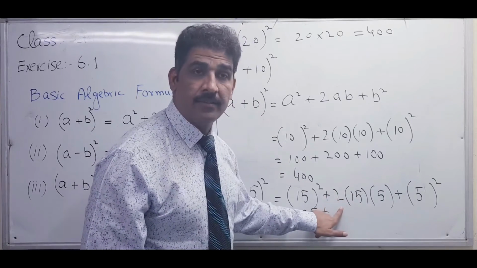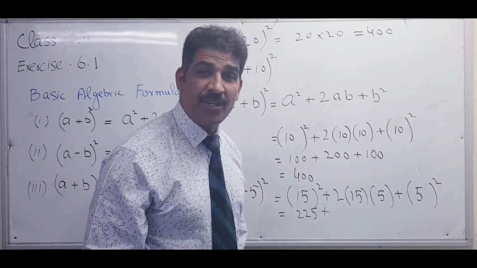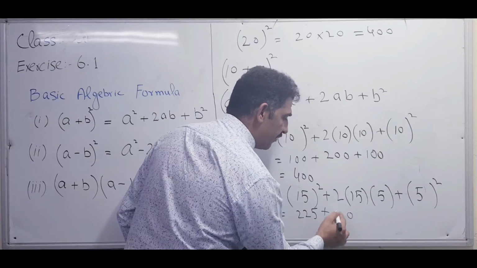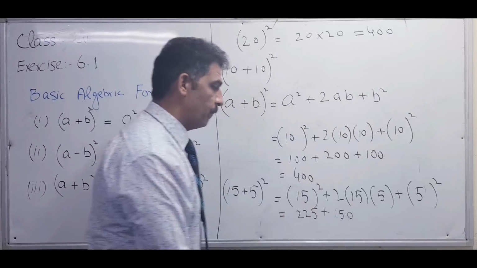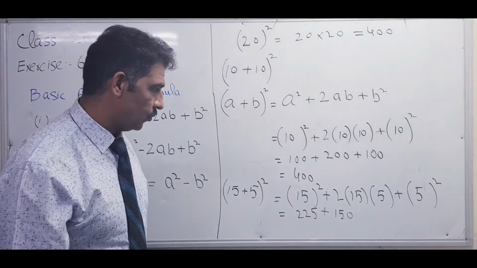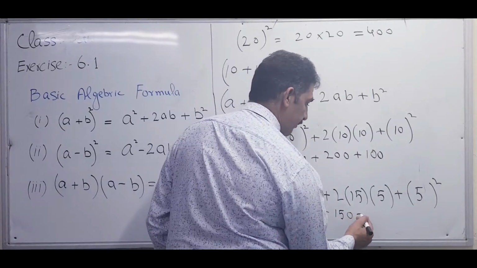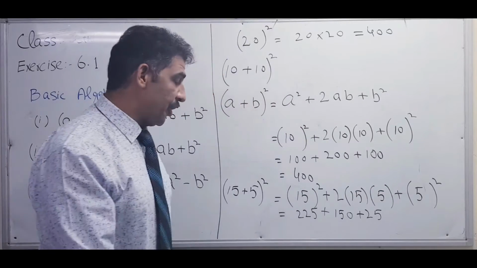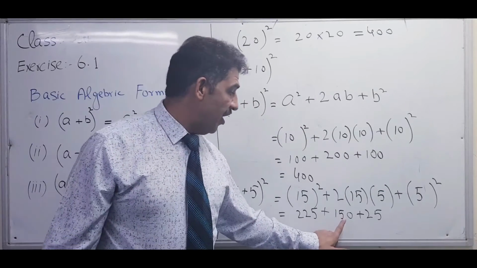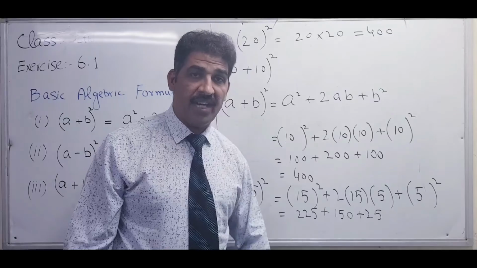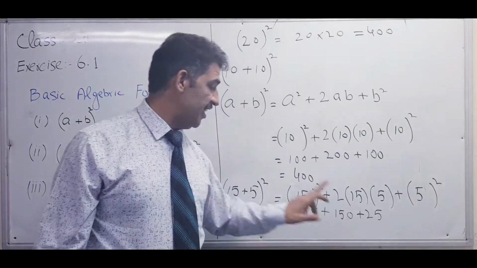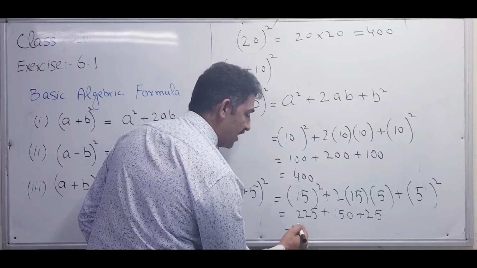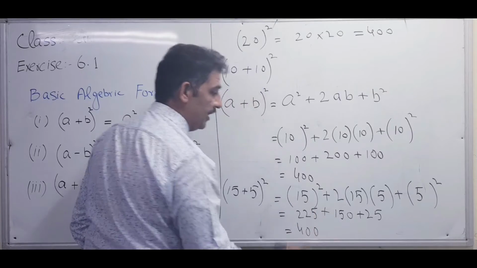15 twos are 30. 30 into 5 is 150. Simple way: 0 is the same, and 3 fives are 15. Right? Plus the square of 5, 25. Start to add. 150 plus 25 is 175. 175 plus 225, then you will get the result 400. Same or not?